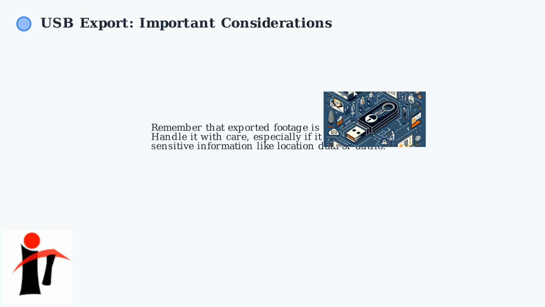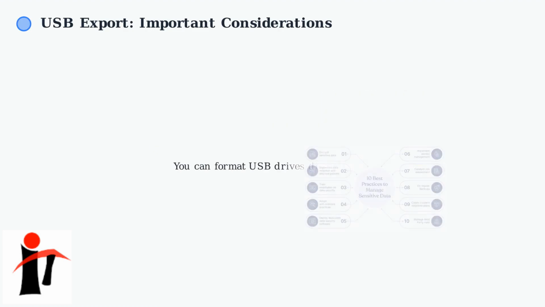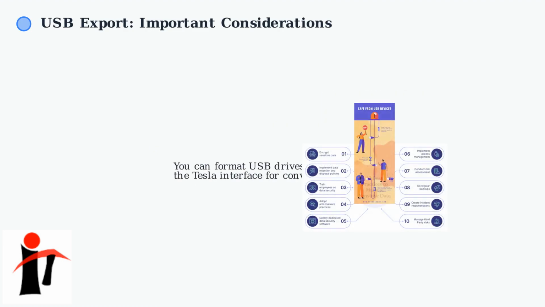Handle it carefully, particularly if it includes sensitive information such as GPS coordinates, speed data, or audio recordings. For best practices, consider encrypting the footage after export or storing it securely. You can also format USB drives directly from the Tesla interface, which is convenient for preparing drives without needing a computer. Always be mindful of USB device security to protect your dashcam data.